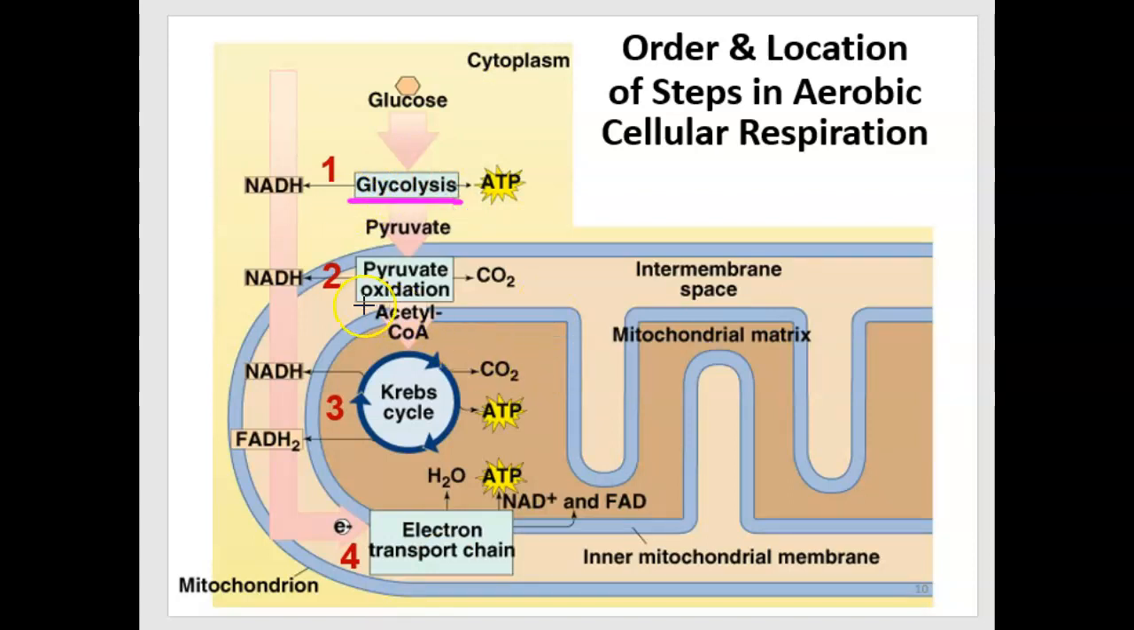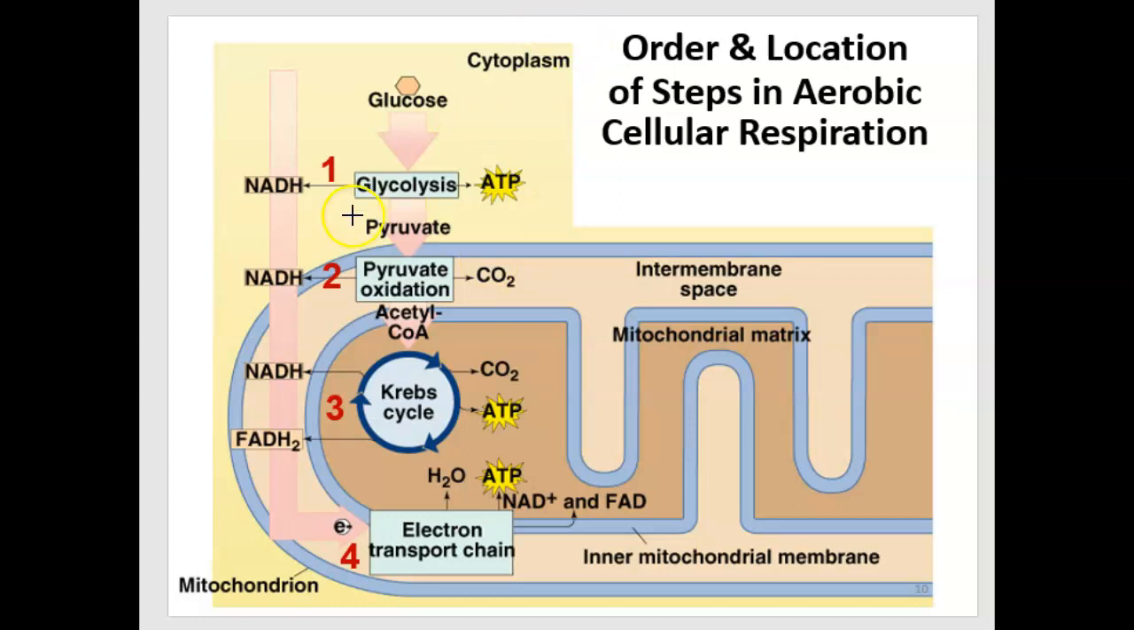The second step, pyruvate oxidation, is already happening in the intermembrane space. And the third step, called the Krebs cycle, occurs in the matrix of the mitochondria. And then the fourth step, the electron transport chain, occurs along the inner mitochondrial membrane, particularly where these cristae are. But it does happen all over the inner mitochondrial membrane. There are enzymes embedded in that membrane. That's why.